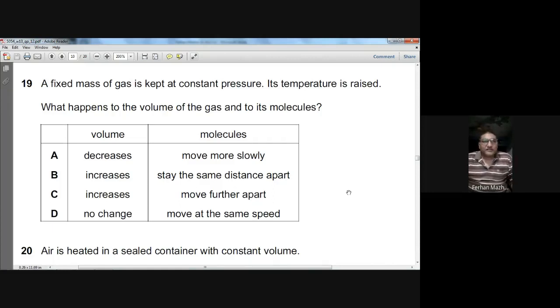Okay. So when you raise the temperature at a constant pressure, we are talking about a gas, okay? When you raise the temperature and the pressure is constant, the volume will increase, and the molecules will be moving faster, plus the distance between them will be larger. So question number 19, C is the option. Volume will increase and molecules move further apart. 19, answer is C. I hope you have understood this.